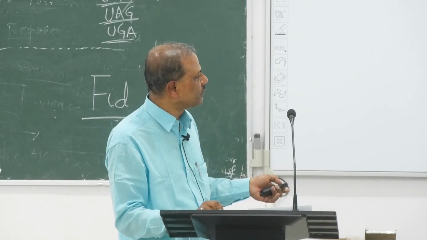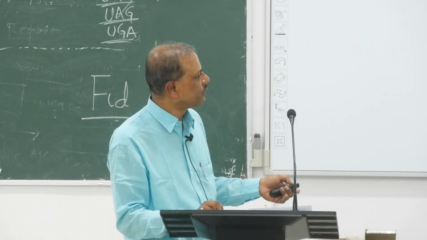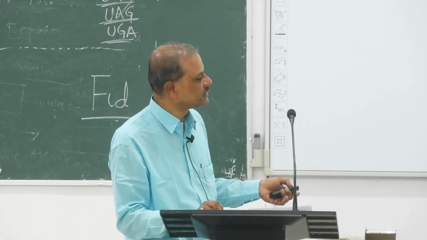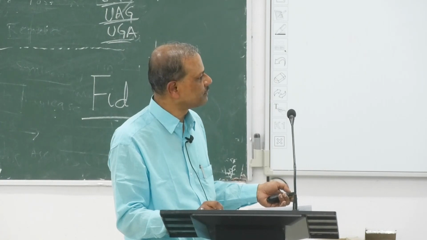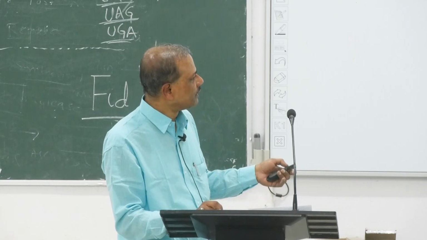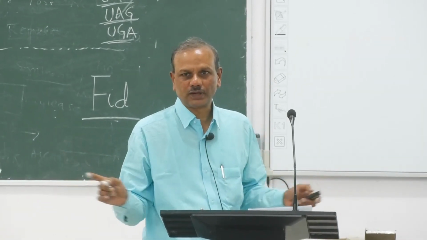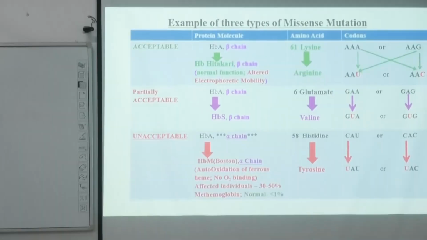The beta chain change, what is the residue S? And both of the structures can occur in the non-acceptable. Unacceptable is the alpha change.